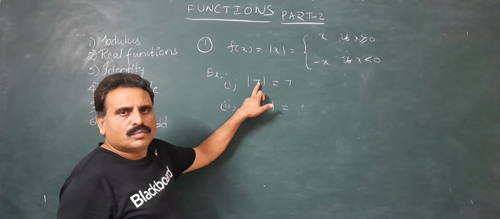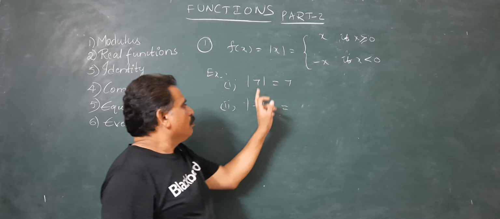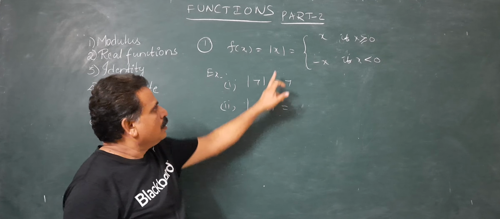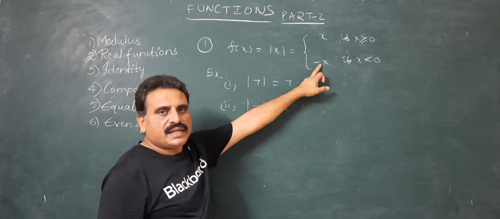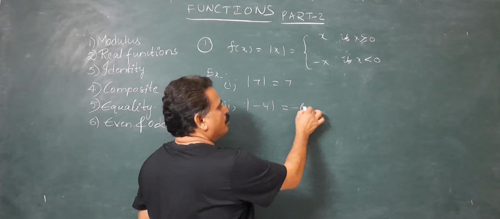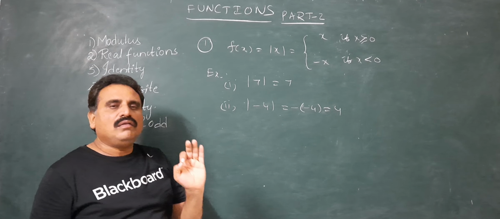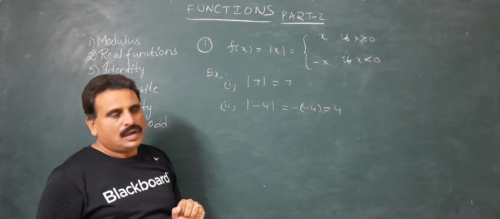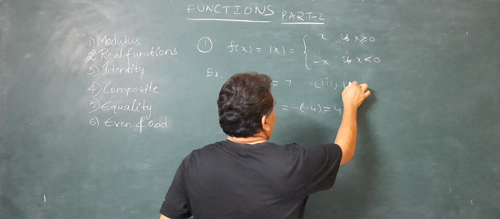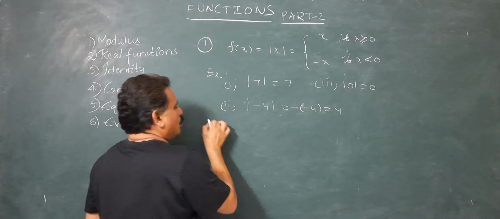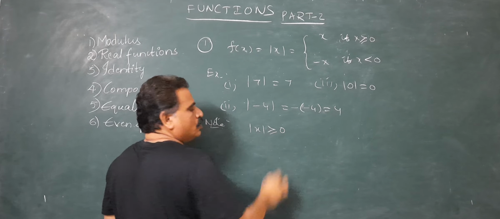Here 7 is positive. That's why mod x is taken as x only. Minus 4 is a negative number. In case of a negative number, x negative, mod x is defined as minus x. That means minus of minus 4 becomes 4. So, mod x is always a positive quantity. Mod 0 is 0. So, mod x is always greater than or equal to 0.